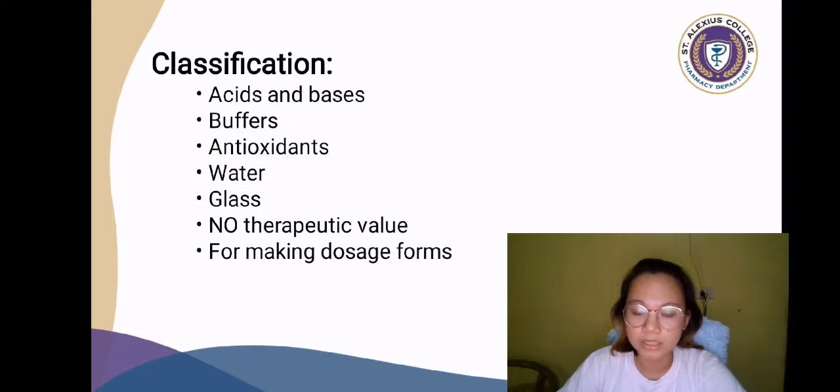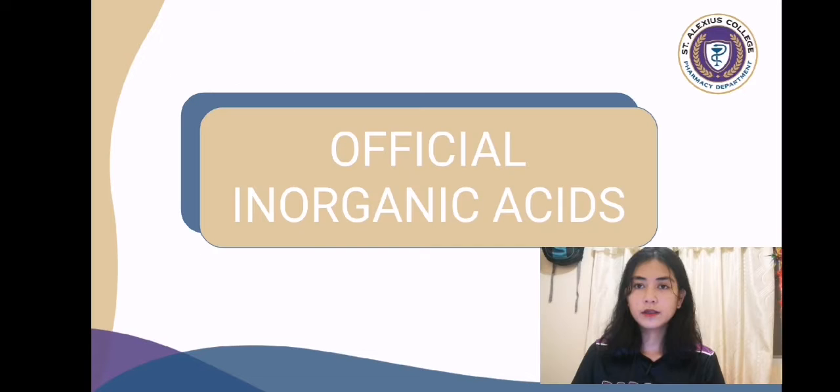Pharmaceutical aids are classified in different uses such as acids and bases, buffers, antioxidants, uses in water, in glass, and pharmaceutical aids that have no therapeutic value like nylon, bombs, and many inventions of humans that have no therapeutic effect. And lastly, for making dosage forms like tablets, capsules, and powders, and many more. In the next slides, we will give examples of different classifications of pharmaceutical aids and necessities.